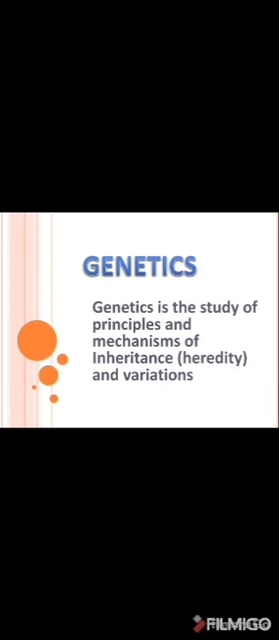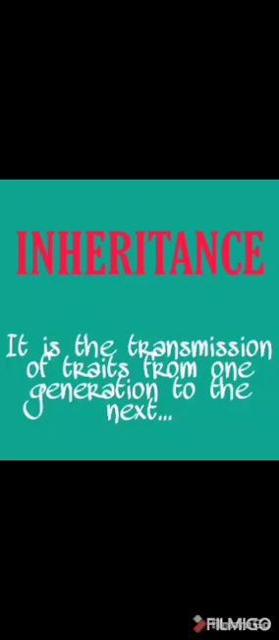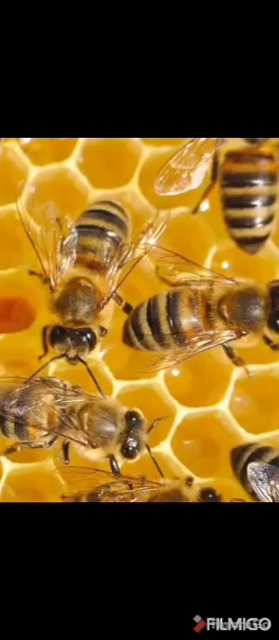So what is inheritance? Inheritance refers to the genetic heritage passed down by our biological parents, and that's the reason why we look like them. More specifically, it is the transmission of traits from one generation to the next. These traits can be physical, such as eye color, blood type, or a disease or behavior. For example, the hygienic behavior of honeybees that drives them to remove sick larvae from the nest is inherited behavior.